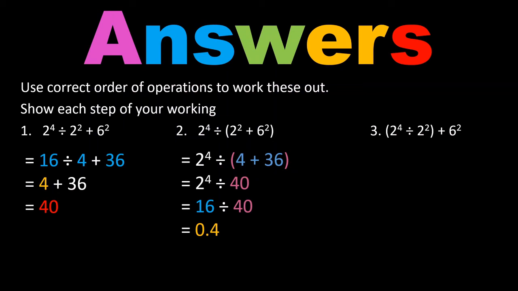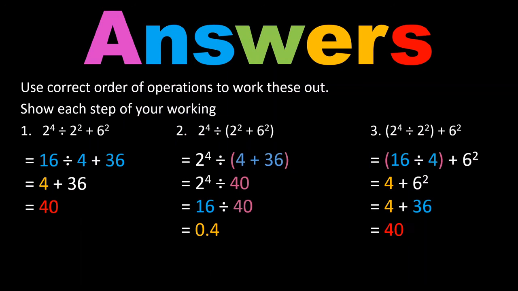For question 3, I see some brackets, and within those brackets, I see some exponents. I still have brackets, and within those brackets, I've got a division. Now I've got an addition and an exponent. We'll start with the exponent. And finally, we've just got an addition.